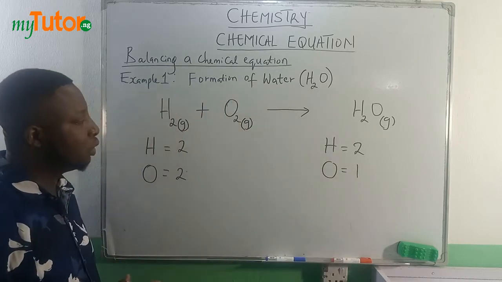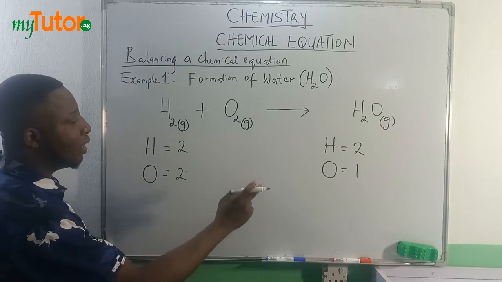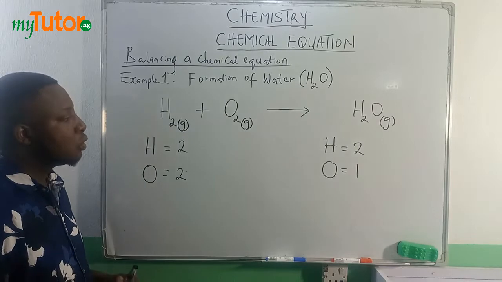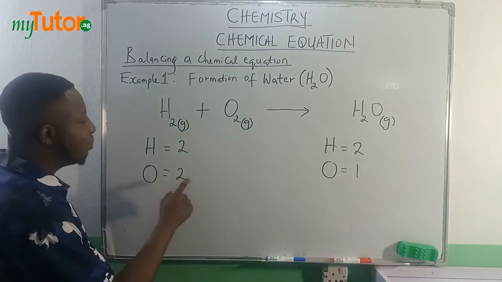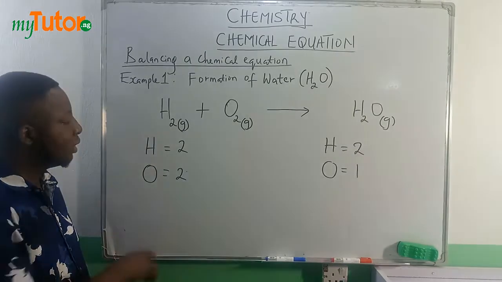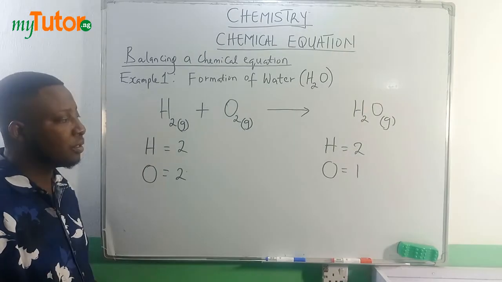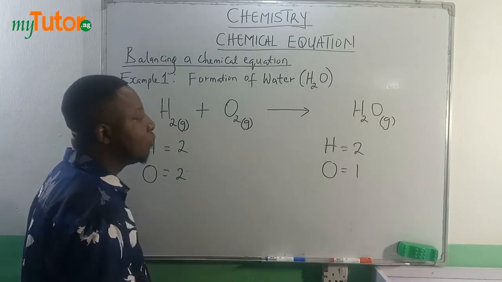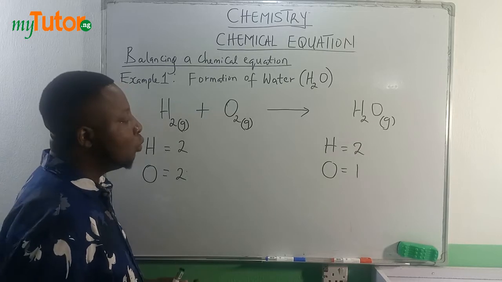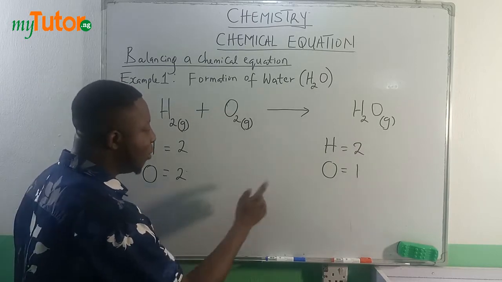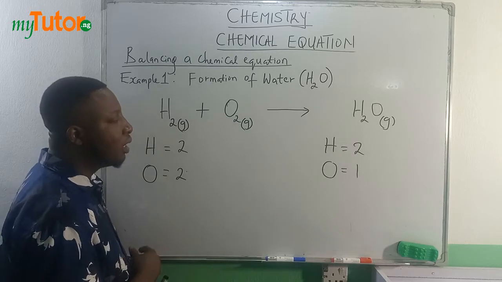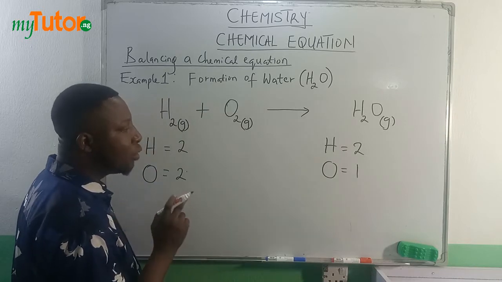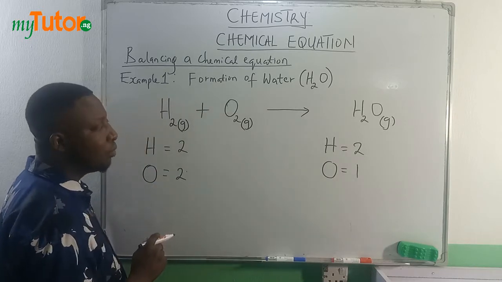So we said that this equation is not balanced because the number of atoms of oxygen is not equal on both sides. So to balance this equation, we need to start by balancing the number of oxygen atoms, since hydrogen atoms are balanced. And we have two atoms of oxygen on the left hand side and one atom of oxygen on the right hand side. So what we need to do is to have equal number of oxygen atoms on both sides. And to do that, we need to multiply this oxygen by a number that will make it equal to what we have on the left hand side.